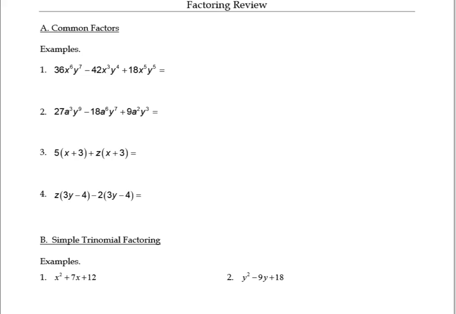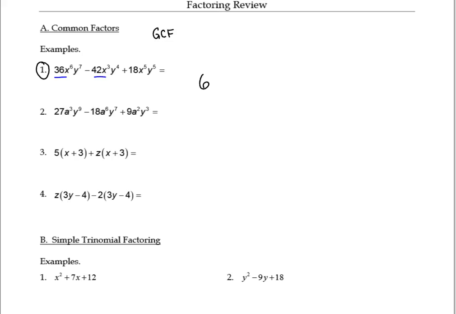Do you remember how to GCF? Greatest common factor. 36, 42, and 18. What's the largest number that will divide into 36, 42, and 18? 6. Good job. So 6. Okay, we can divide each of those by 6.